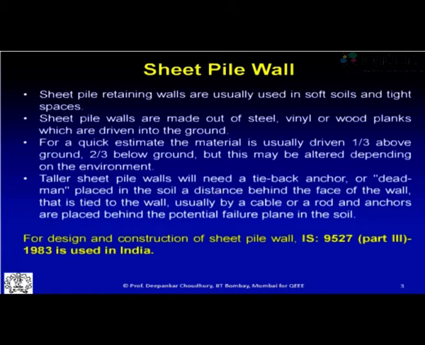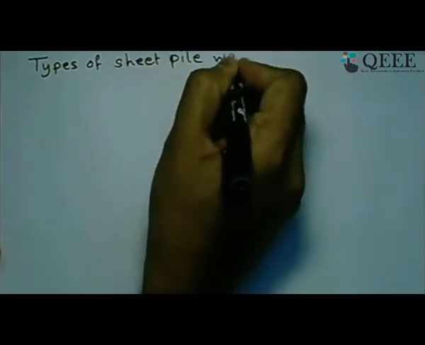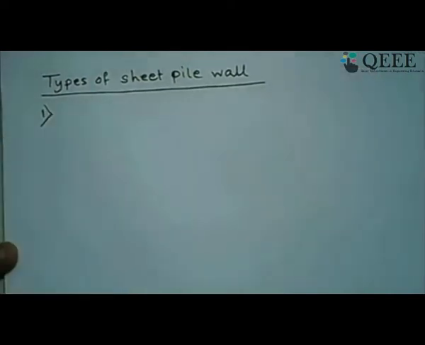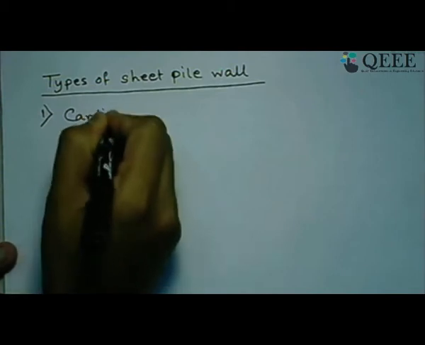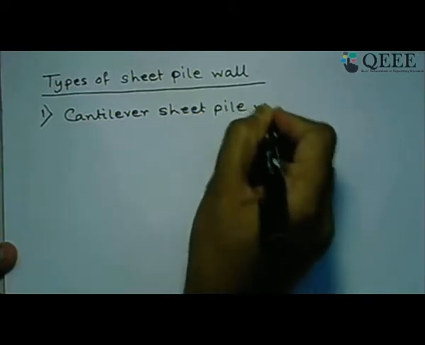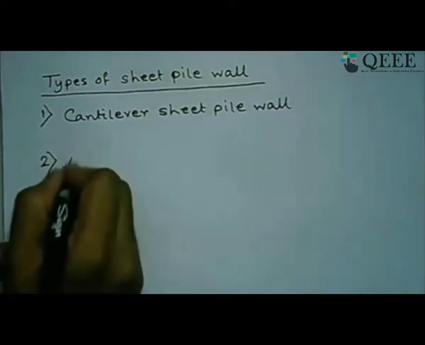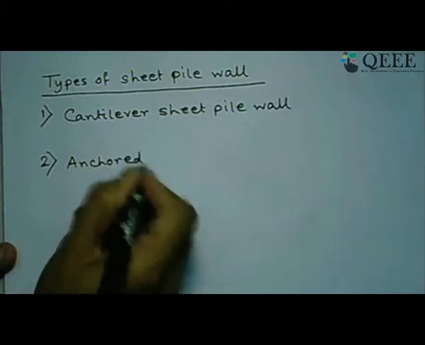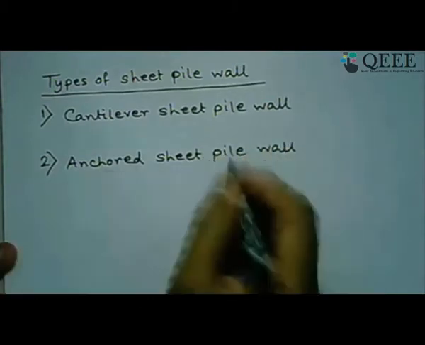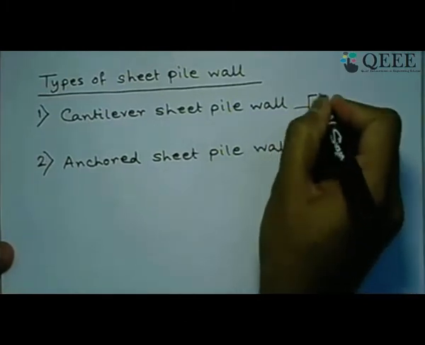So essentially, if we now look at what the different types of sheet pile wall are, we say that there are basically two types of sheet pile wall. One is called cantilever sheet pile wall, and the other one is called anchored sheet pile wall. Now cantilever sheet pile wall also can be of two different types, like 1A and 1B.